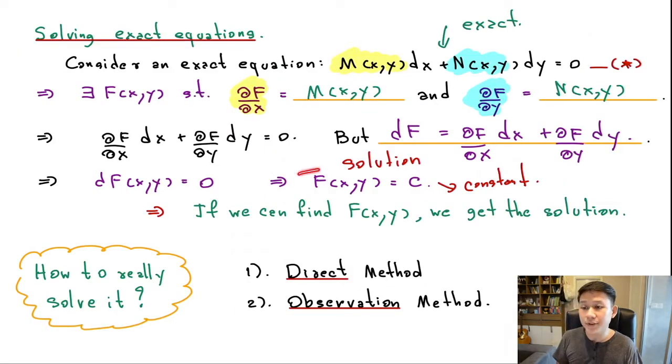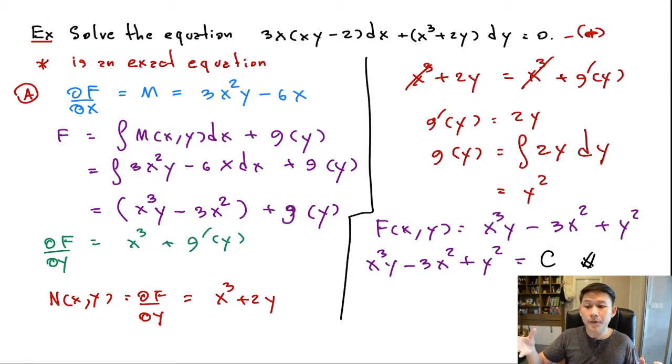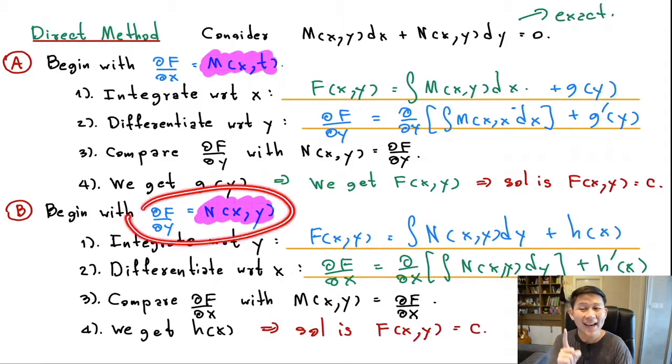F equals C. That's the solution. So here I have solved this problem by considering df by dx equals M first. But I told you guys that you can do it differently by starting with df by dy equals N, and I'm going to show you that it works as well.